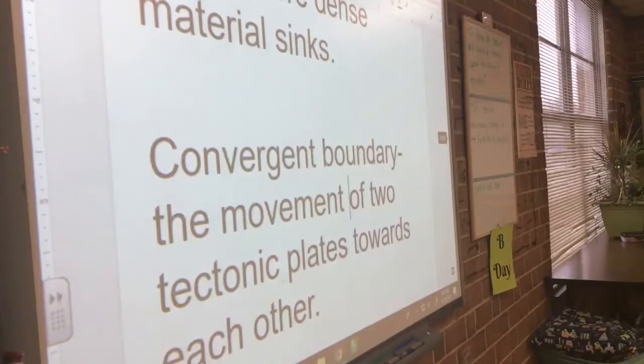So does anybody remember convergent, divergent, transform boundaries? Yes, no? Okay. Ooh, I need to talk to your 6th grade science teacher.